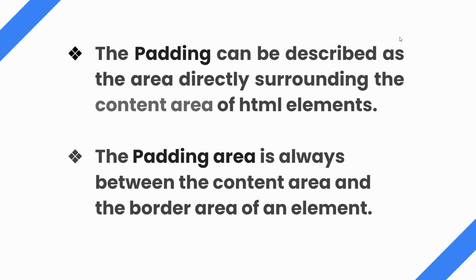So the padding can be described as the area directly surrounding the content area of the HTML element. Yes, so from the last class, we talked about the box model, which houses the padding, the margin, the border, and the content area. So I believe we all know that where the HTML element is being rendered, that's the space it takes on the screen, is the content area. So the area that comes after that particular space is known as the padding. So what that basically means is that the padding is what covers the entire content area completely. So it surrounds it. That's from top, bottom, left, and right.